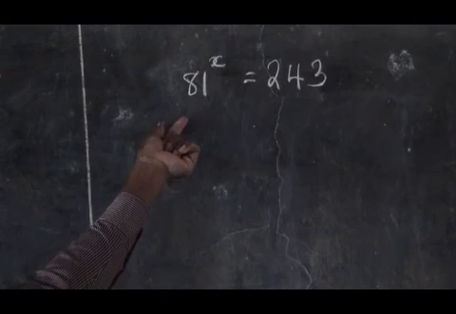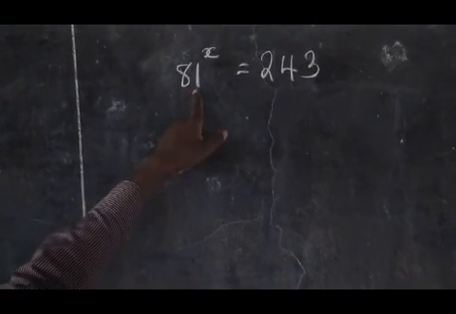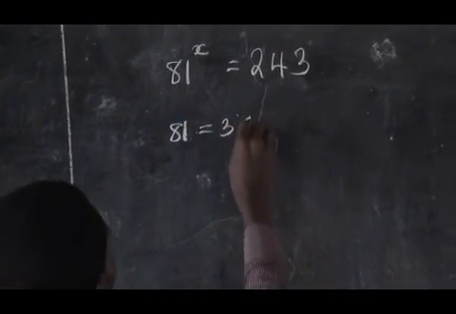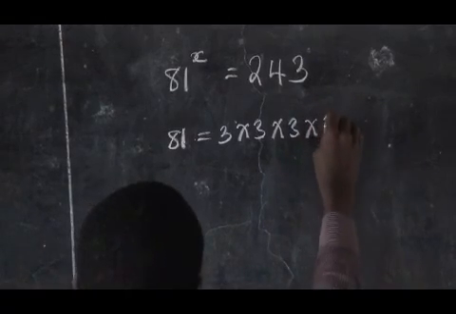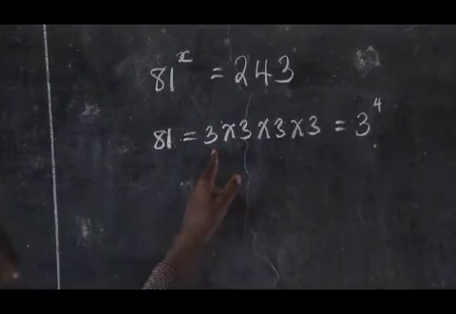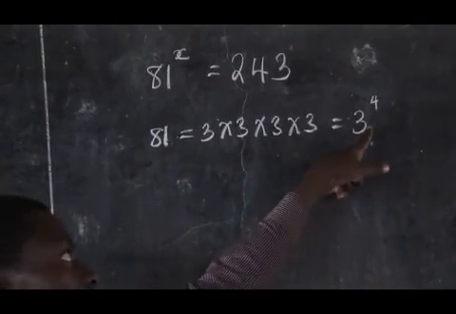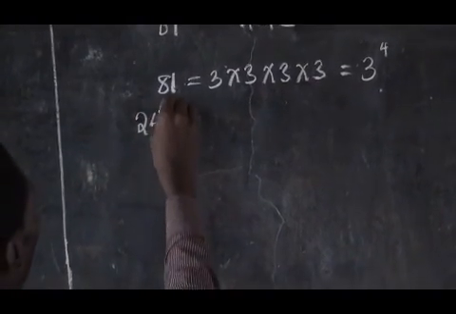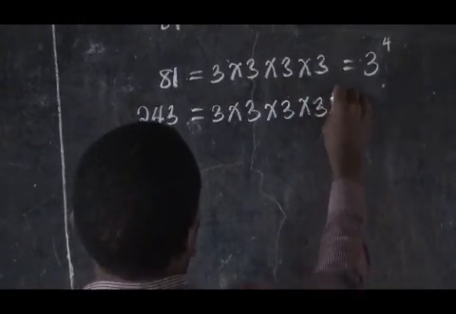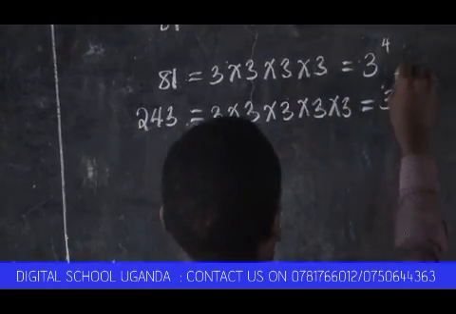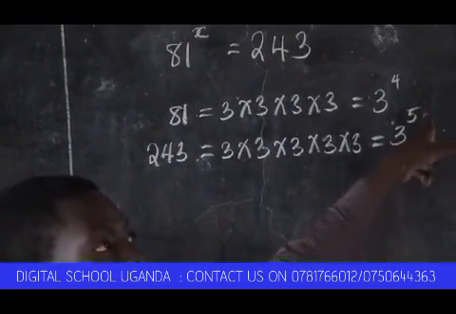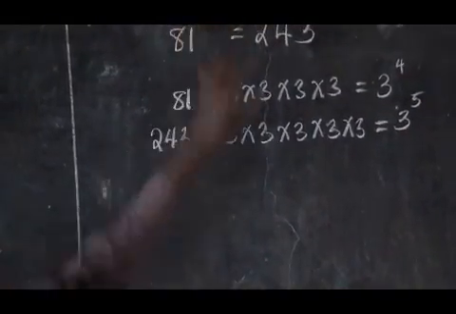Now here we use prime numbers, and the prime number which is here and is having it is 3. 81 is equal to 3 times 3 times 3 times 3, which is the same as 3 to power 4. So instead of writing 81, you're going to change it to this. And even this one is 243, which is the same as 3 times 3 times 3 times 3 times 3, which is the same as 3 to power 5. So instead of writing 243, you're going to write 3 to power 5 and take back to the solution.